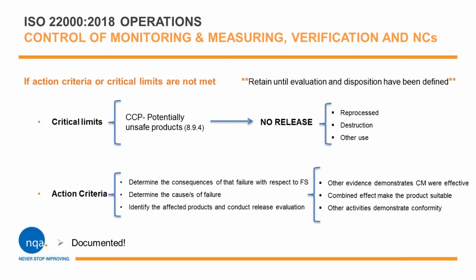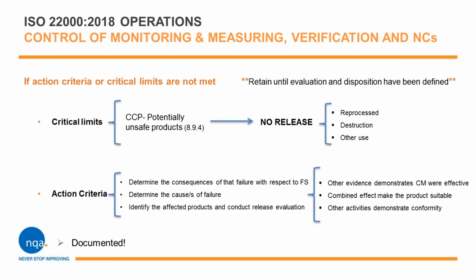So when doing the release evaluation, what are we doing? We are checking if there is any other evidence that demonstrates that the control measures were effective. So if you have that, document it. Then we can consider that other control measures, the combination of these control measures, make the product suitable. Or maybe other verification activities can demonstrate conformity with this acceptable level. So we have different options, and this is going to enable the control of the product and processes.